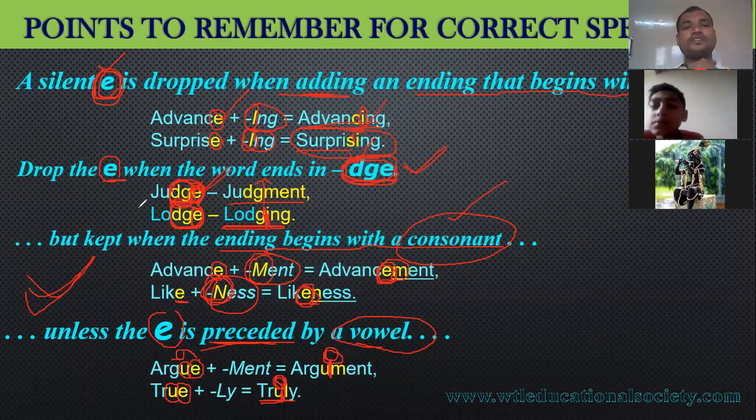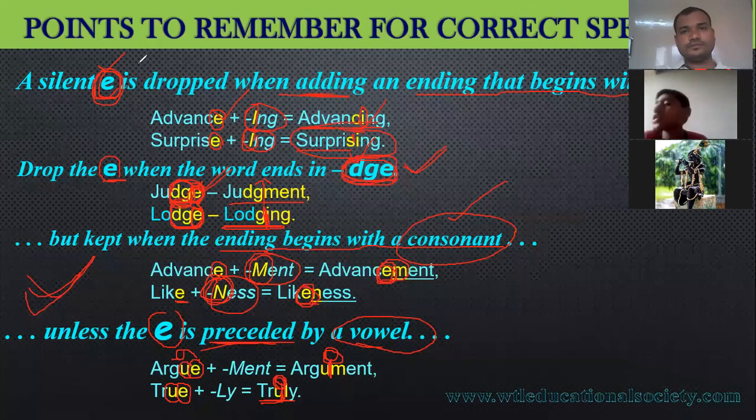The last point of this rule: drop the letter E when the word ends in DGE. Is it clear so far? All of you? Any doubts? No, sir.